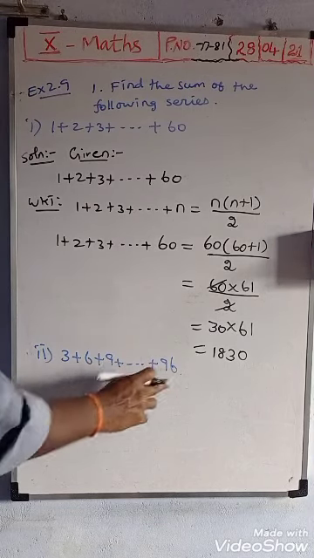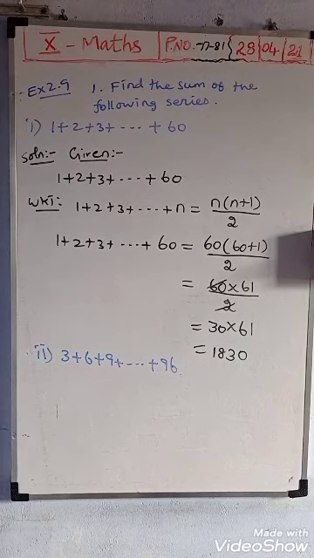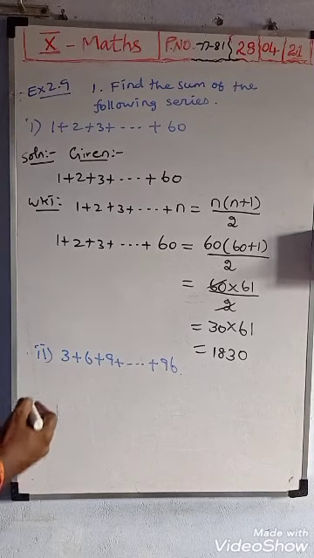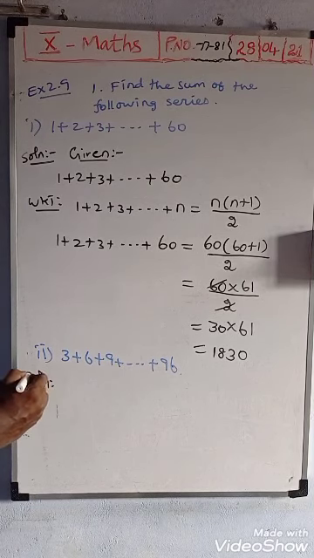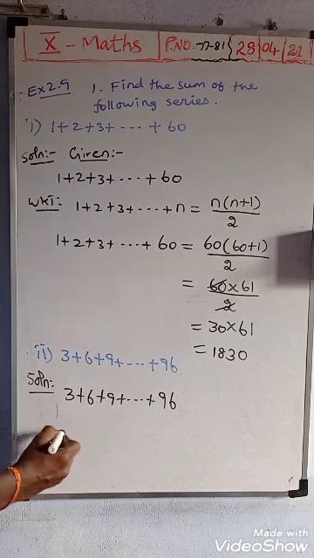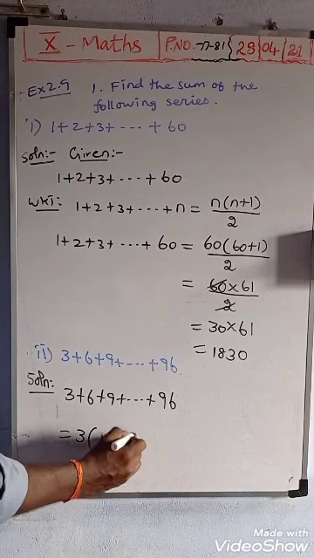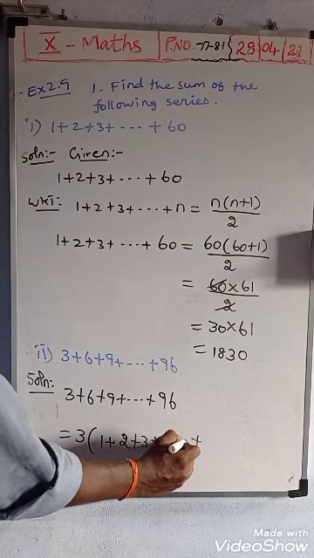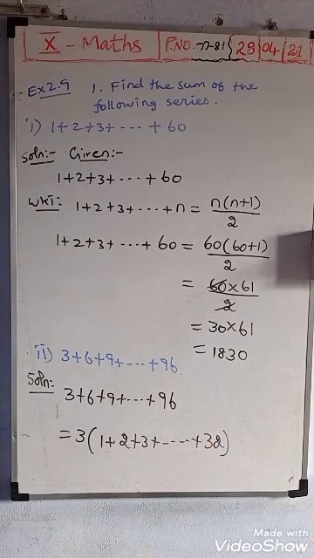Next, the second problem: 3 plus 6 plus 9 plus up to 96. What is the sum? We only know the formula for natural numbers starting 1 plus 2 plus 3 up to n, but here the series starts with 3, 6, 9. On seeing it we know this is the multiples of the 3 table. So we take 3 outside: 3 plus 6 plus 9 plus up to 96 equals 3 times (1 plus 2 plus 3 plus up to 32), since 3 ones are 3, 3 twos are 6, 3 threes are 9, and 3 thirty-twos are 96.